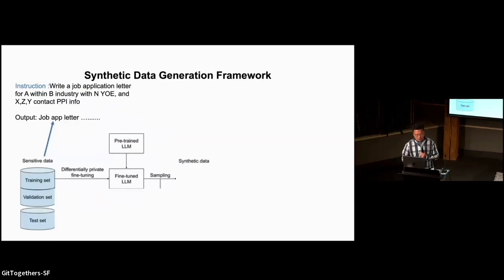Next, once we have fine-tuned the model, we want to generate synthetic data, and we do the sampling using a prompt. This prompt is based on the assumption that the labels, such as the job description of the occupation and the years description, are not private. We then use those labels and the classifier to generate a bunch of synthetic data.